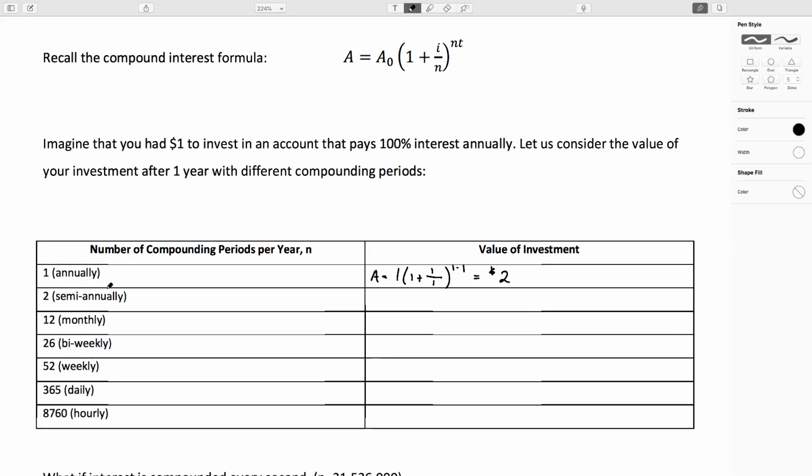What happens if you compound semi-annually, though? So you get half of your money halfway through the year, and then you get the rest of it at the end of the year. In this case, we're going to use A equals 1 times (1 plus 1 over 2). N is 2 this time, to the power 2 times 1. And what this does is it changes your investment. Instead of $2, it's now $2.25. So you've actually made 25 cents more.